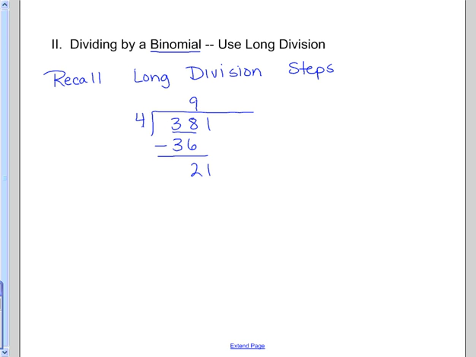4 will go into 21 5 times. Multiply 5 times 4 is 20. Subtract, which is 1. Okay, the 1, remember, is called your remainder. And if we wanted to write an answer for this, you would take your remainder, write it over what you're dividing by. So my answer would be 95 and 1/4. Okay, we will use the exact same steps to divide polynomials.